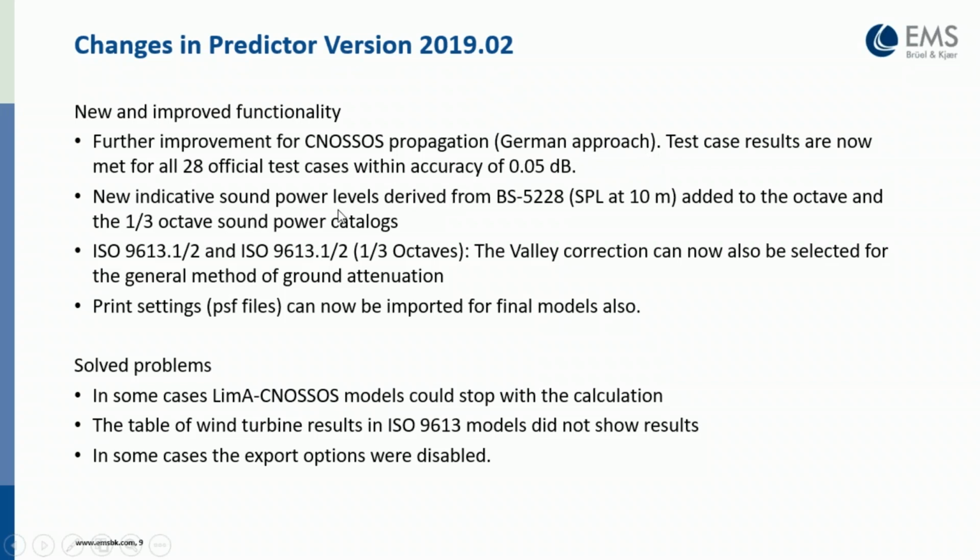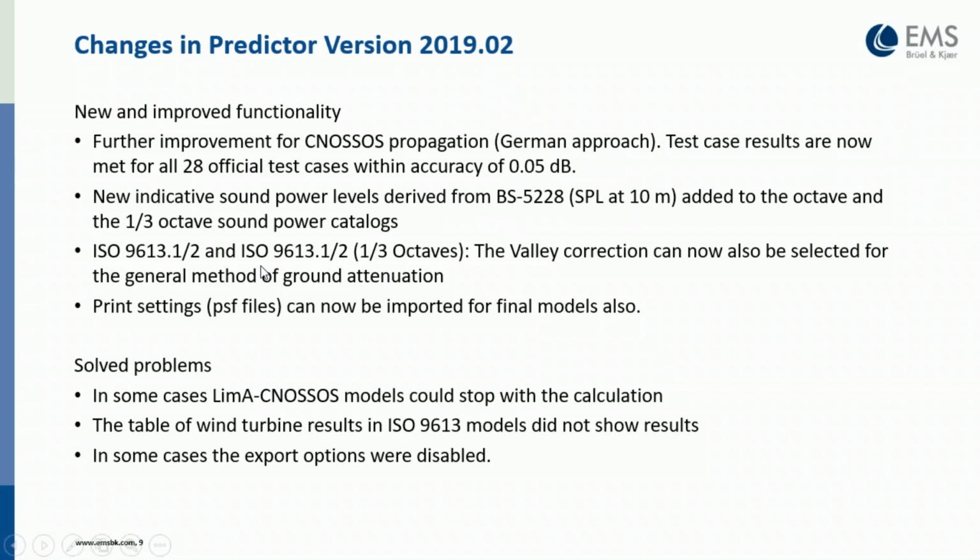Then what we've also done is we added new indicative sound power levels derived from the BS 5228. In this method, a British standard is a long list of sources with a measured sound pressure level at 10 meters distance. And what we did is we calculated sound power level based on this sound pressure level at 10 meters distance, and then put it in the sound power catalog. So now you can choose between all those sources, and there are many sources I will show you later on.